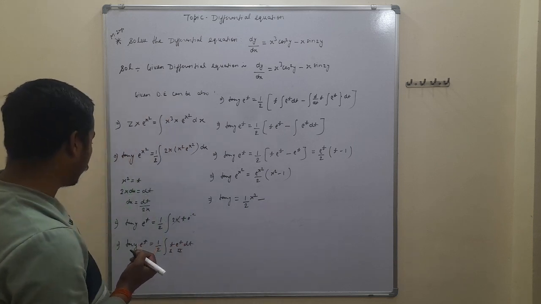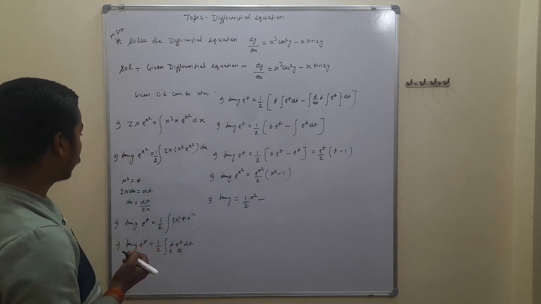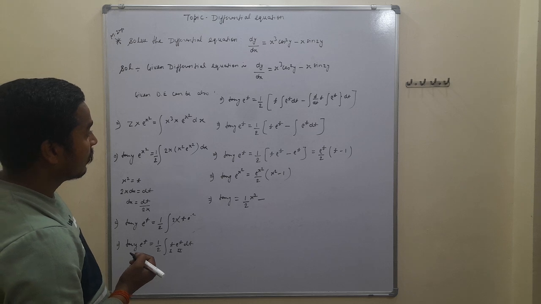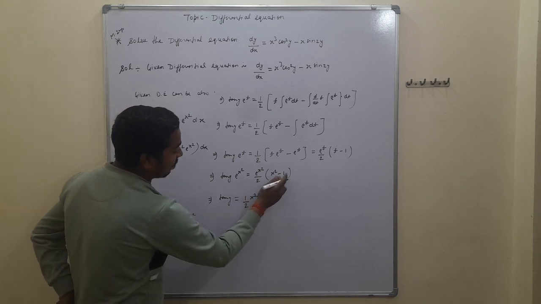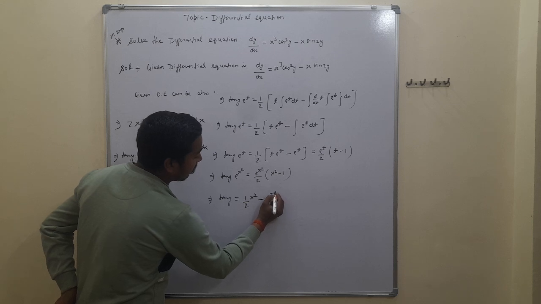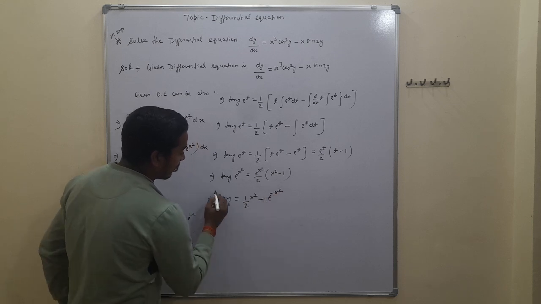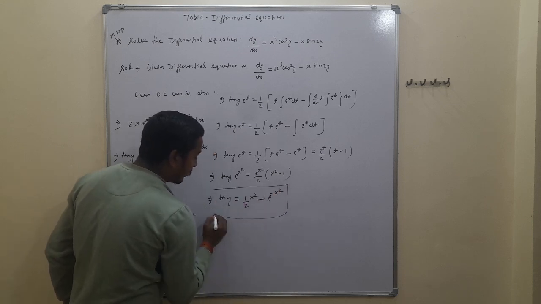1 by 2 of x square, and here we can also write e to the power of minus x square, and this is the required solution of the given problem.